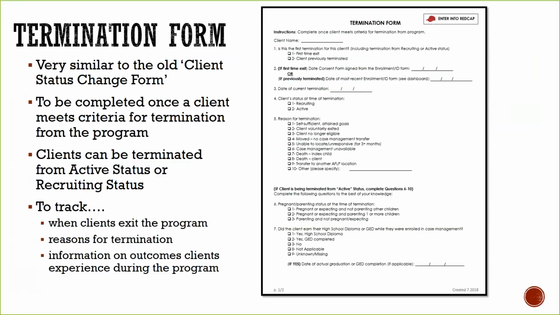Now, this form has outcomes associated with it, so when we lose track of someone, you will still get credit for the outcomes that they experienced while in the program. This form will also prevent you from having to complete an education update form at the end of the school year for clients who were terminated during the year.